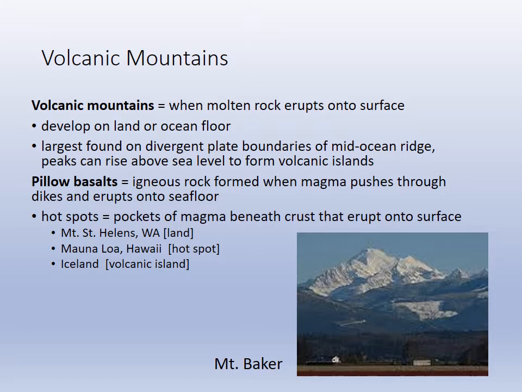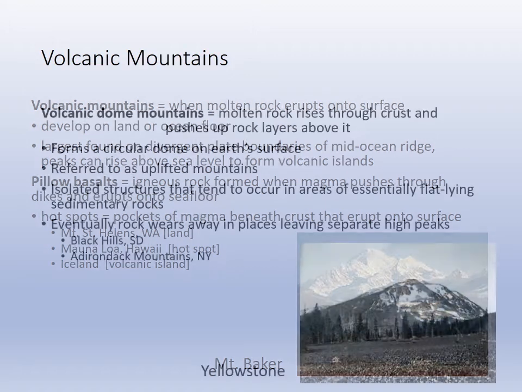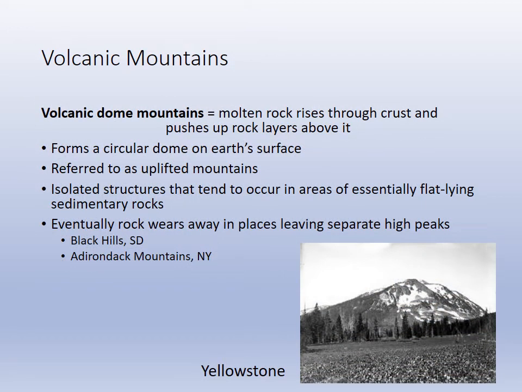A basaltic type forms on the ocean floor. The volcanic domes are more continental. Intraplate would be those huge stratovolcanoes that explode, like Yellowstone, the supervolcanoes.